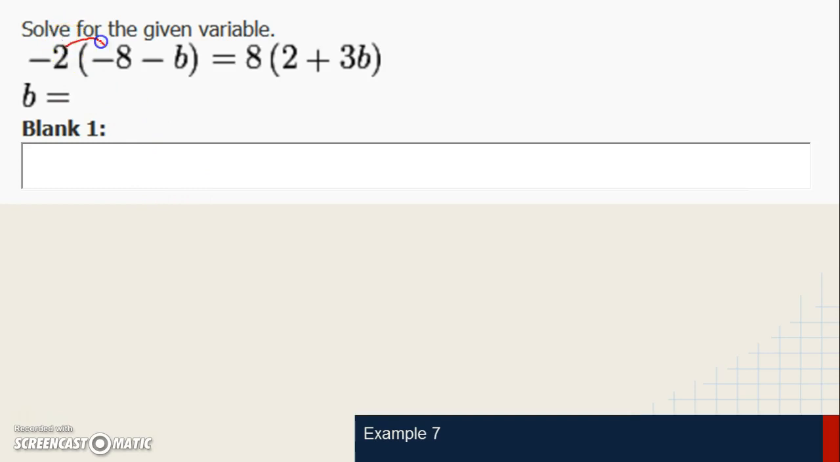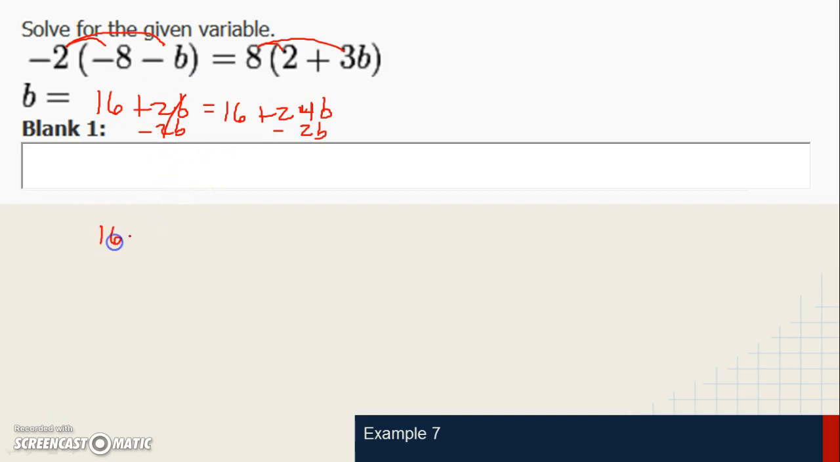We're on example 7. I'm distributing. Negative 2 times negative 8 is positive 16. Negative 2 times negative b is positive 2b. It equals 8 times 2, 16. 8 times 3b, which is positive 24b. I eliminate the coefficient on the variable that's smaller, so I have 24b and I have 2b. So I eliminate the 2b by subtracting. 2b minus 2b is 0.